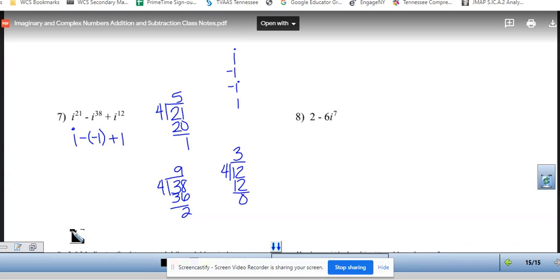So now that I have rewritten these 3 i's with their new values, I'm also going to take this negative and make it a positive. And now I can combine like terms. So I have i plus 2. This is a final answer, but it's not in the correct order. Remember, I told you earlier that when I'm writing a complex number, I need to put the real part first and the imaginary part second. Okay, it's your turn. I'd like you to try number 8.